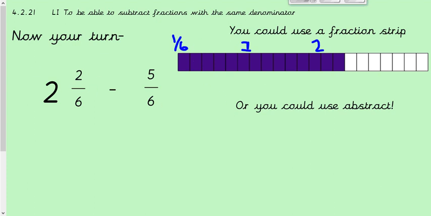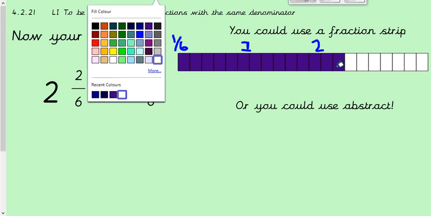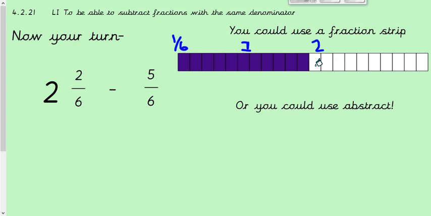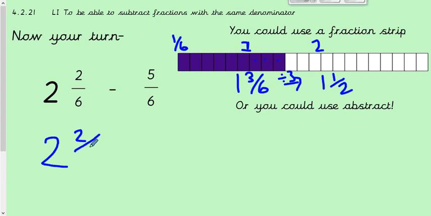Then we just need to take away 5 sixths. So we just get that and take away 5. 1, 2, 3, 4, 5. And you can see we're still left with 1 whole because it still goes past 1 whole. And it's 1, 2, 3 sixths extra. And you could actually simplify that because you could divide both of these by 3. So if you divide by 3, your 3 would be 1 and your 6 would be 2. So 1 and 1/2.